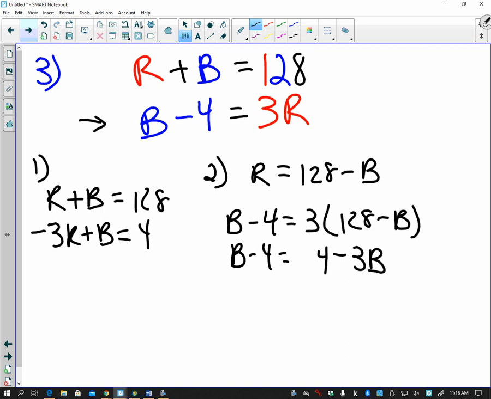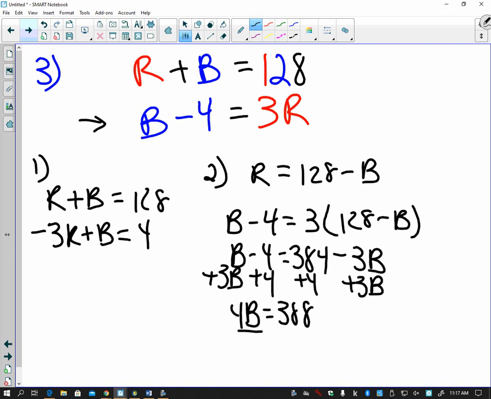Is that what you think? Okay, 384. I would add 4 to that. I would add 3b to both sides. Right, we get 4b equals 388. Divide by 4. B equals what? What's 388 divided by 4?